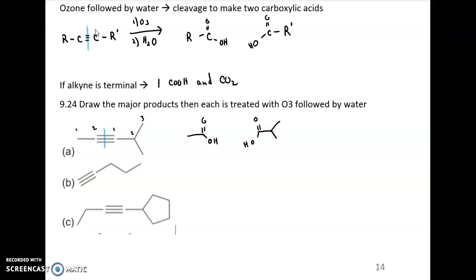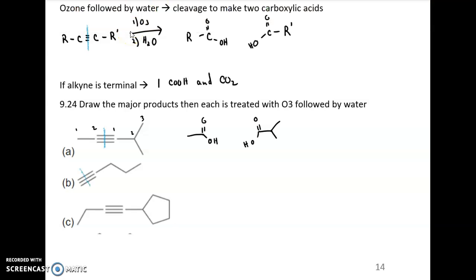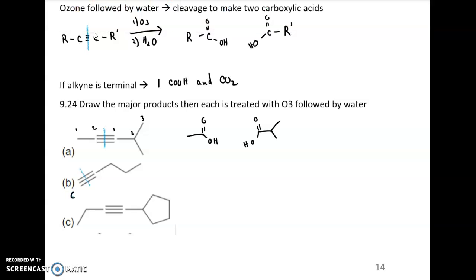The B, remember, we're going to break it right here. This side will give us carbon dioxide. Because it's terminal, this carbon right here ends up being in this carbon dioxide. This one is 1, 2, 3, 4 carbons long, and it'll be a carboxylic acid.